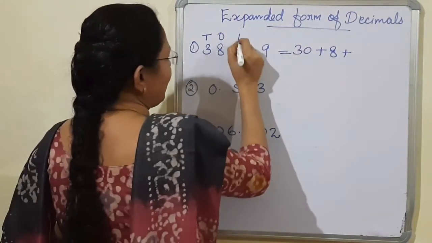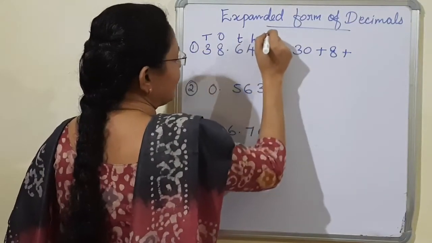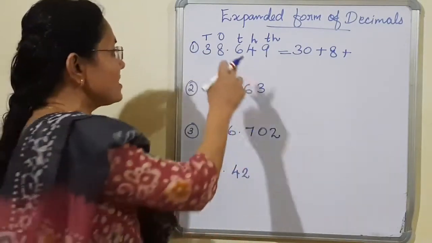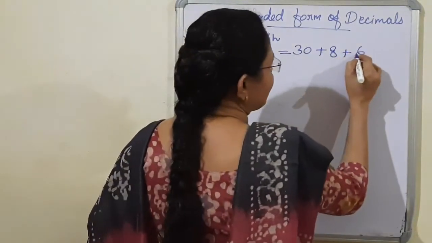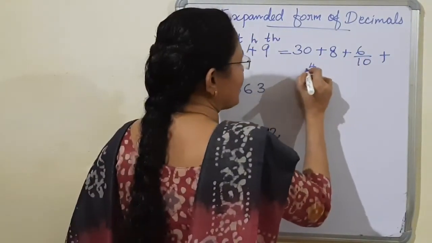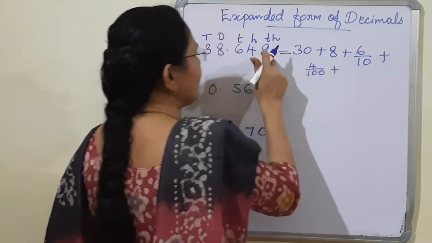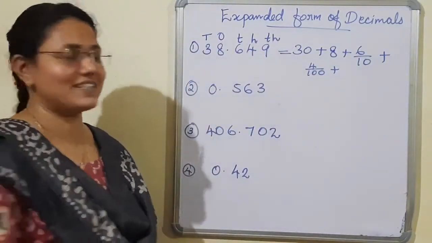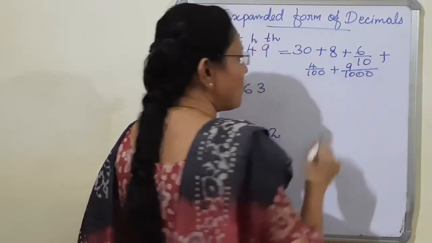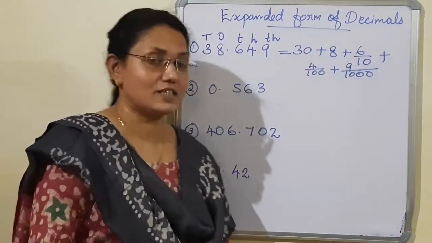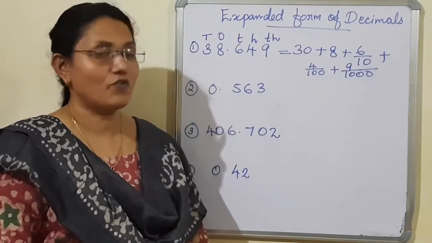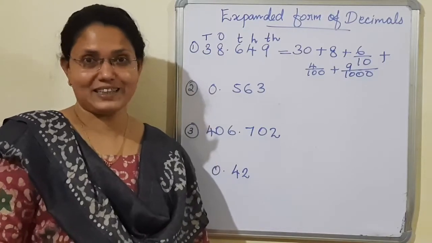Just after the decimal point, this is 10th, 100th, 1000th. Now, how can we write its place value? 6 is in 10th place, therefore it is 6 by 10, plus 4 is in 100th place, therefore it is 4 by 100, plus 9 is in 1000th place, therefore it is 9 by 1000. Okay, this is the place value of each of the digits, and the expanded form is what? 30 plus 8 plus 6 by 10 plus 4 by 100 plus 9 by 1000.